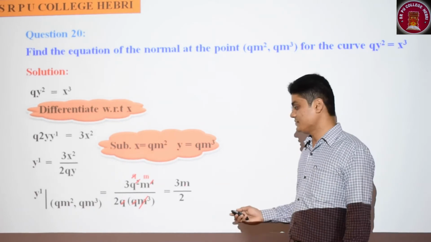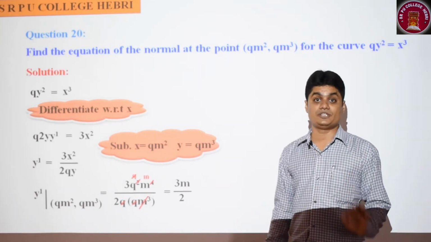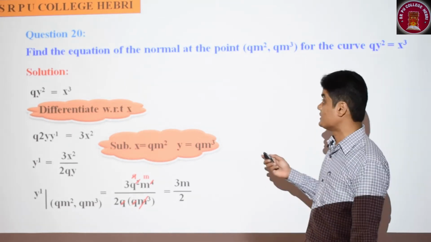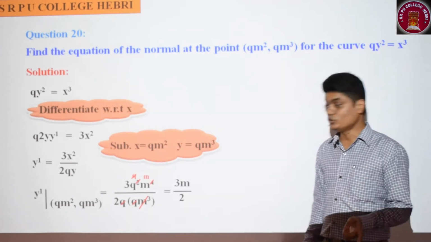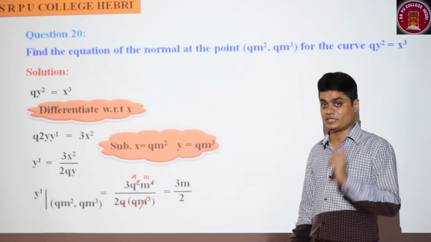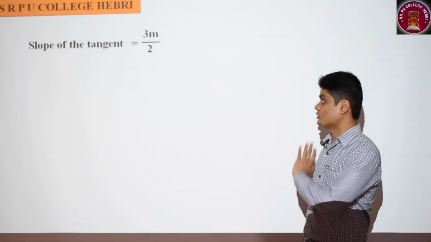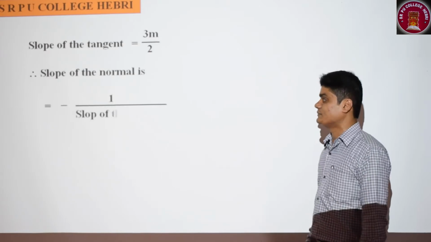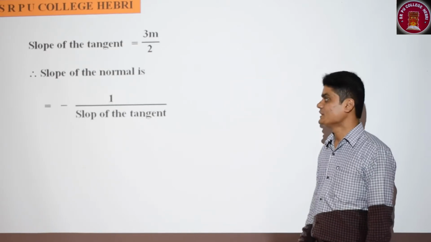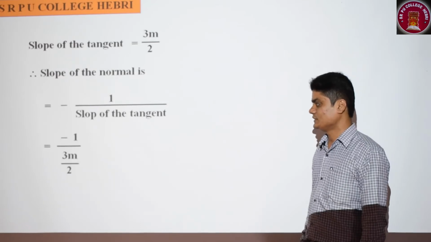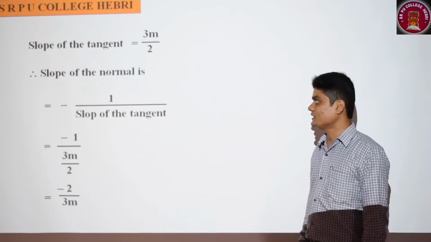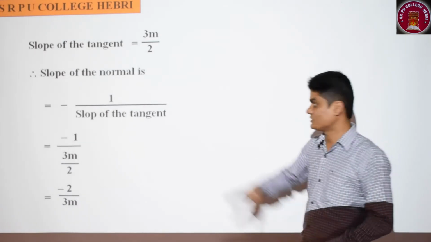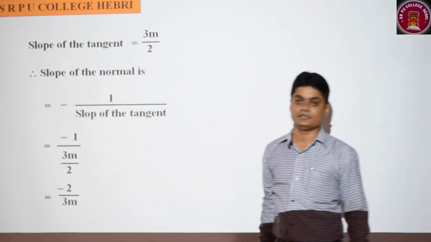Now what does this represent? This represents the slope of the tangent. But what is required? The normal. So to get the slope of the normal from this, use known data. What we know is that the product of the slopes is always equal to -1. This is the slope of the tangent, and they are perpendicular to each other. Therefore the slope of the normal is -1 by the slope of the tangent, which, when you simplify, is -2 by 3m. Take the reciprocal, change the sign.